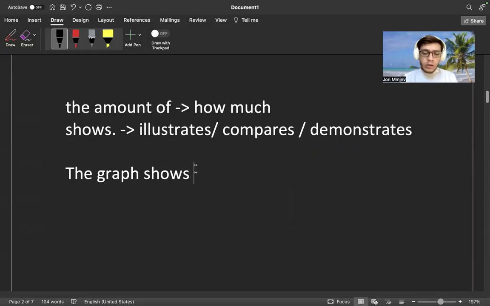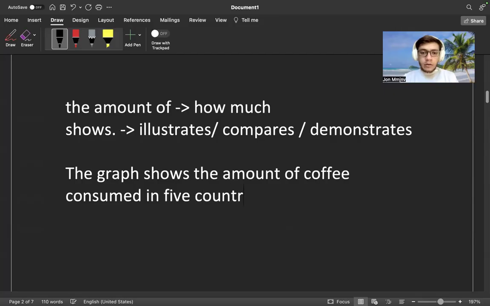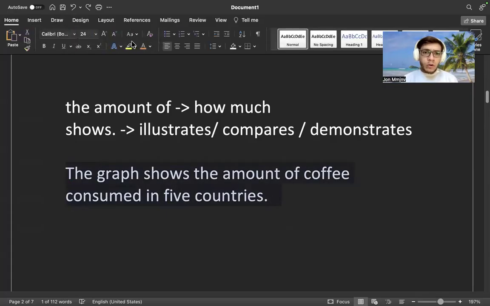The graph shows the amount of coffee consumed in five countries. Until 10, you should write numbers in words. Okay, in five countries. That's it. So do not write 5 countries like this, because this is not considered formal. So you better use that way. Even GPT agrees on this. And this is one way of writing.